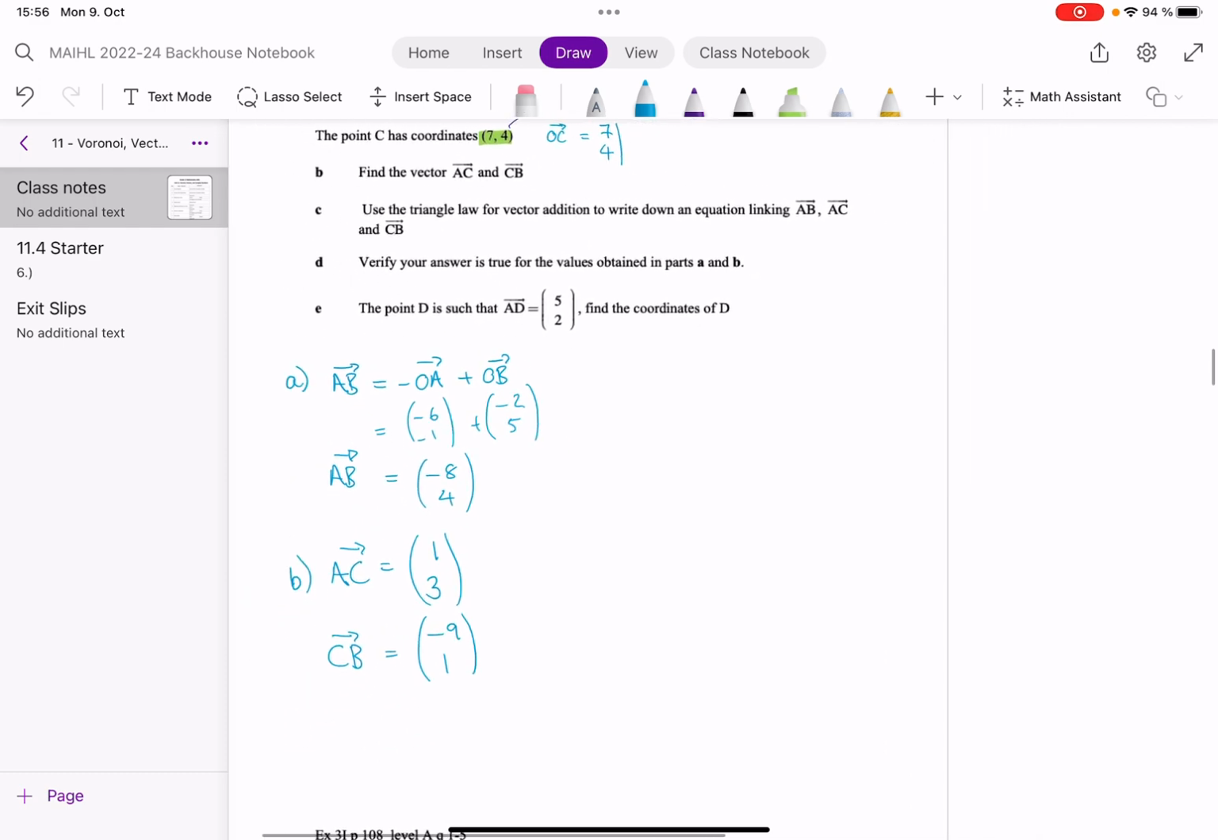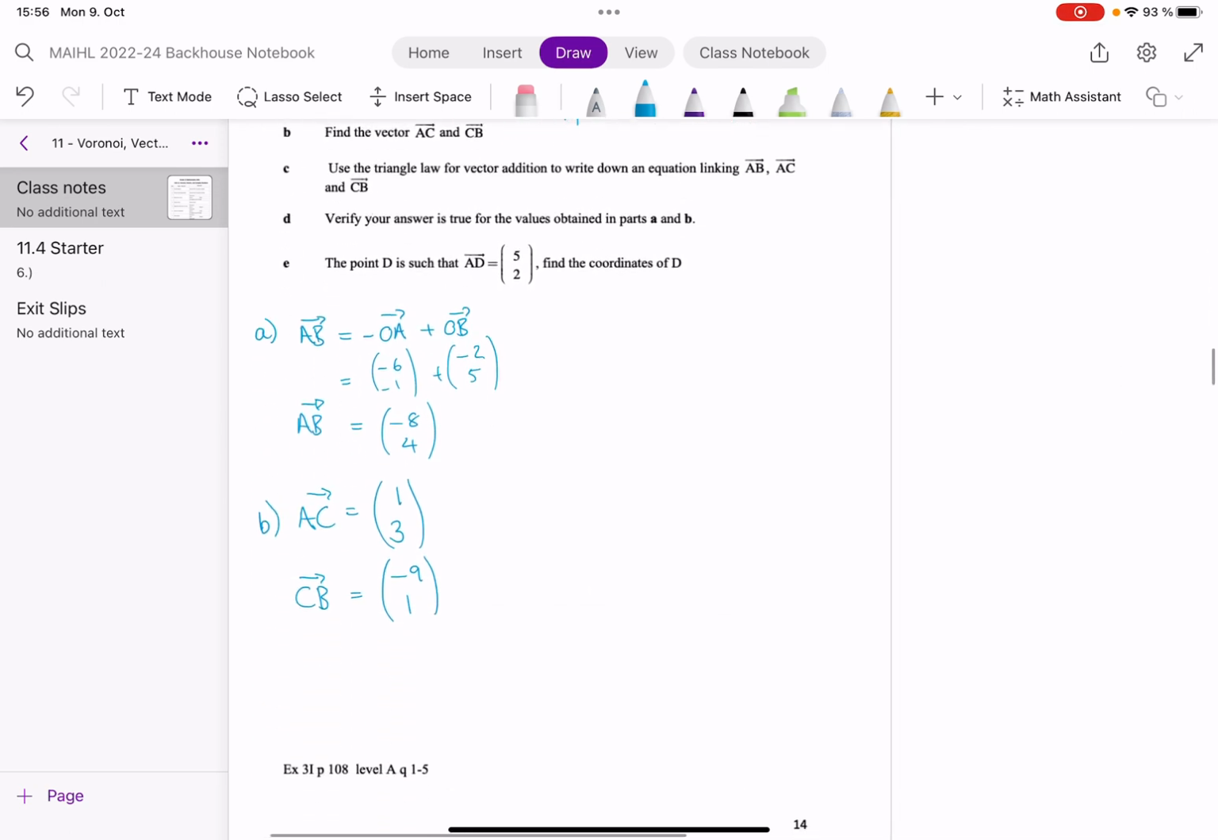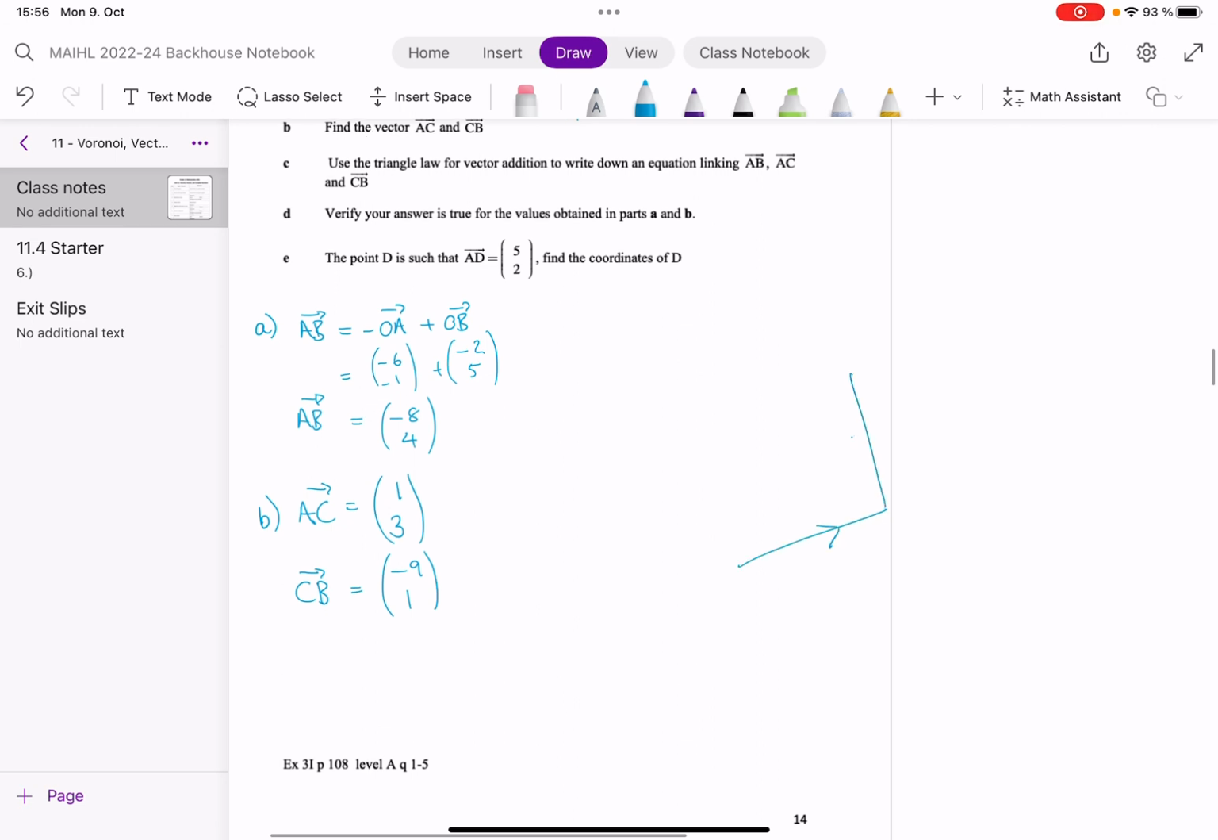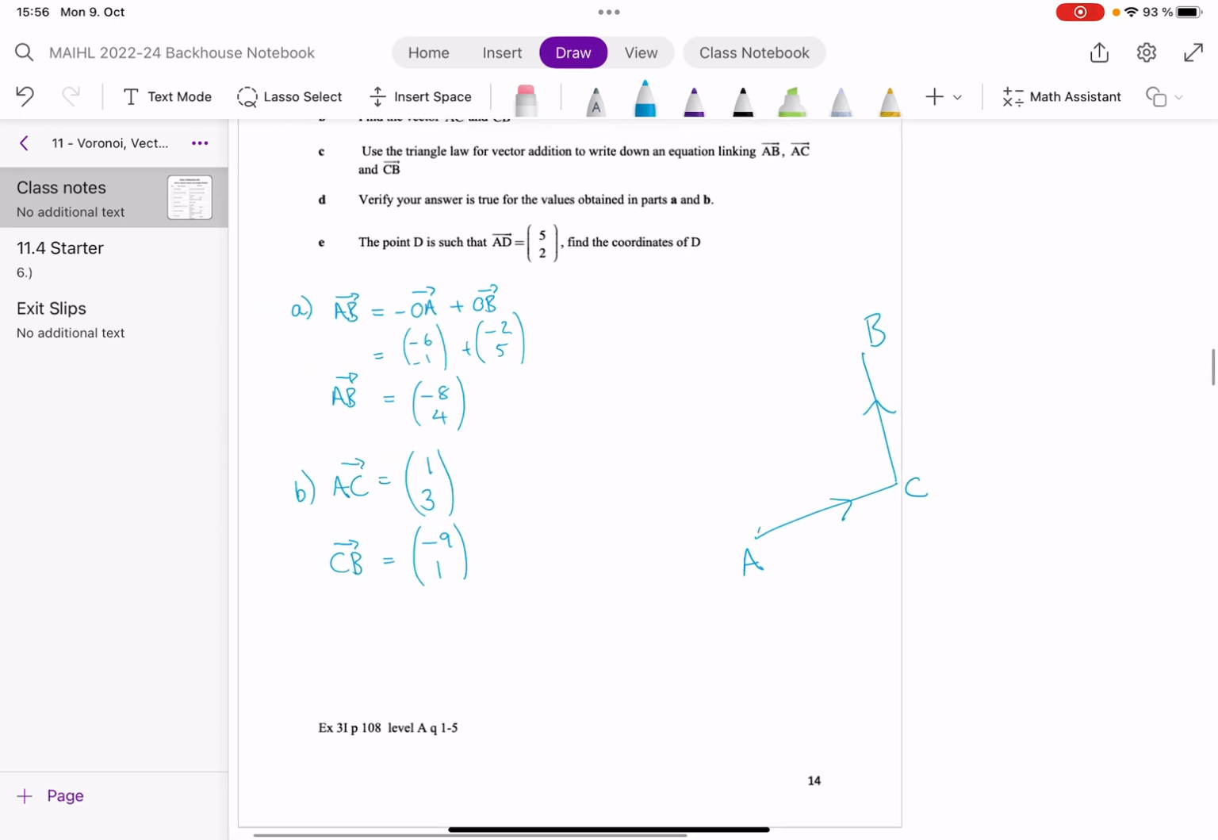Okay, use the triangle law for vector addition to write down an equation linking AB, AC, and CB. Okay, so looking through these, I can see that if we're going to use the vector addition law, we want to go into a point and out from that point. And looking at the three vectors AB, AC, and CB, I can see that C is at the end of one of these vectors, AC, and it's at the start of another, CB. So going AC plus CB should get me from A to B. So AB is equal to AC plus CB.